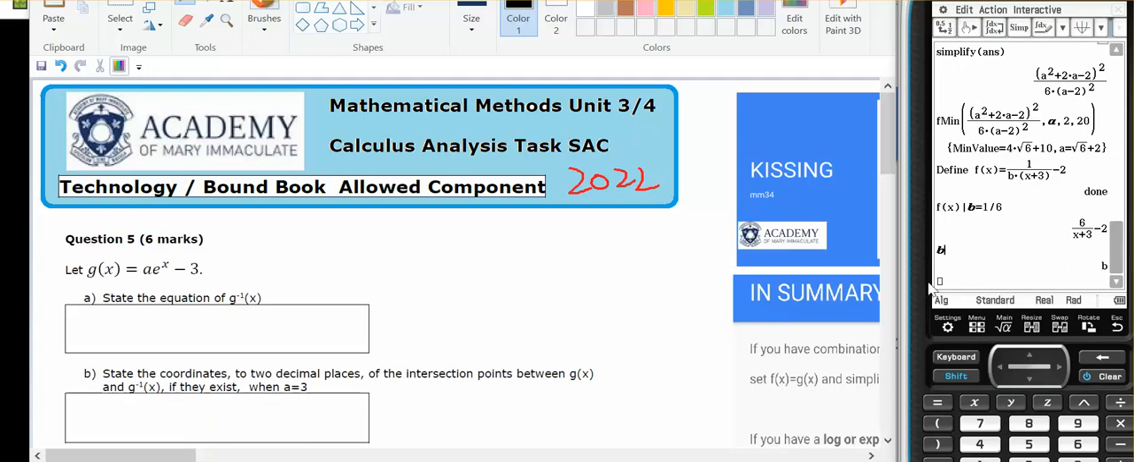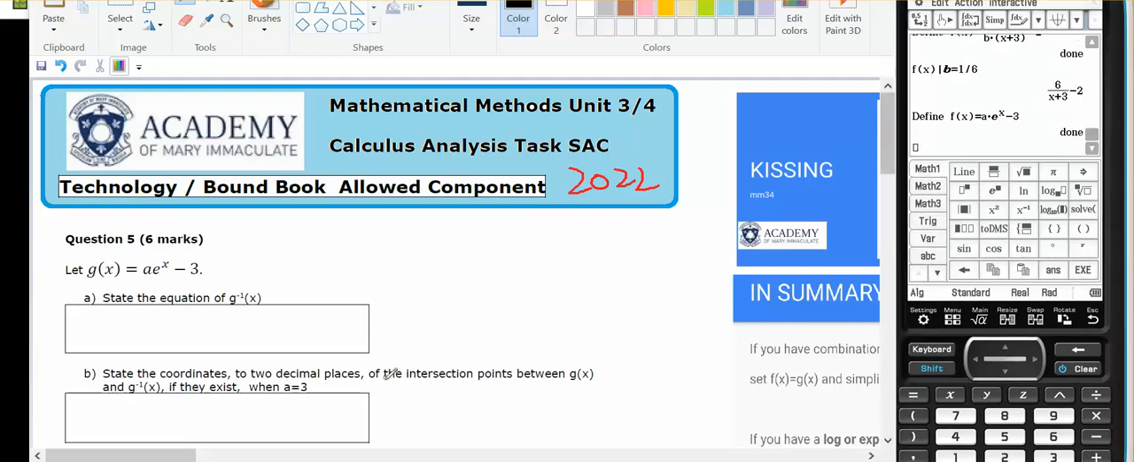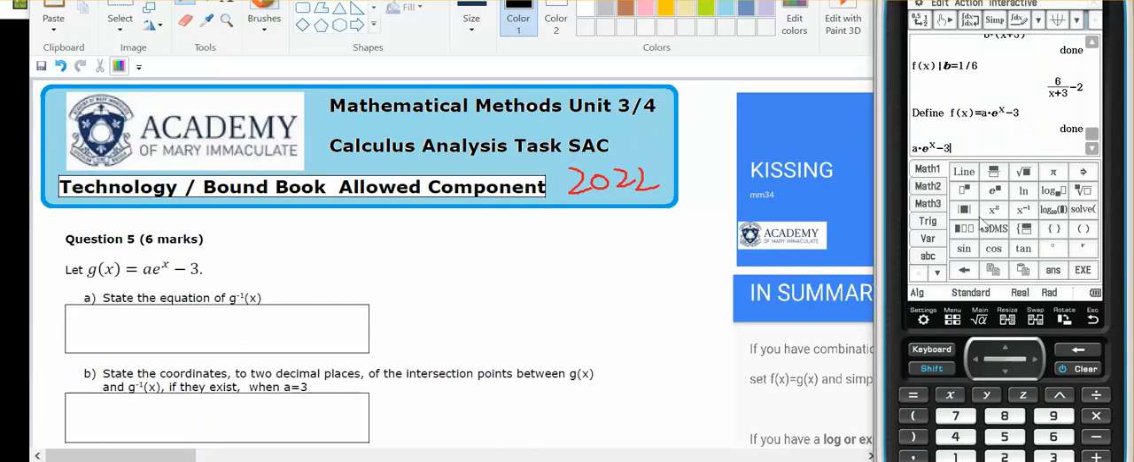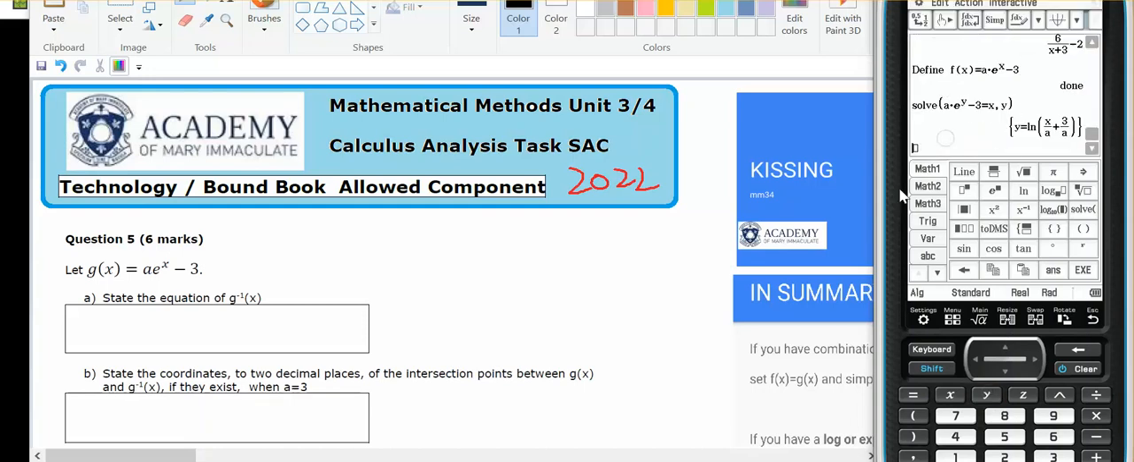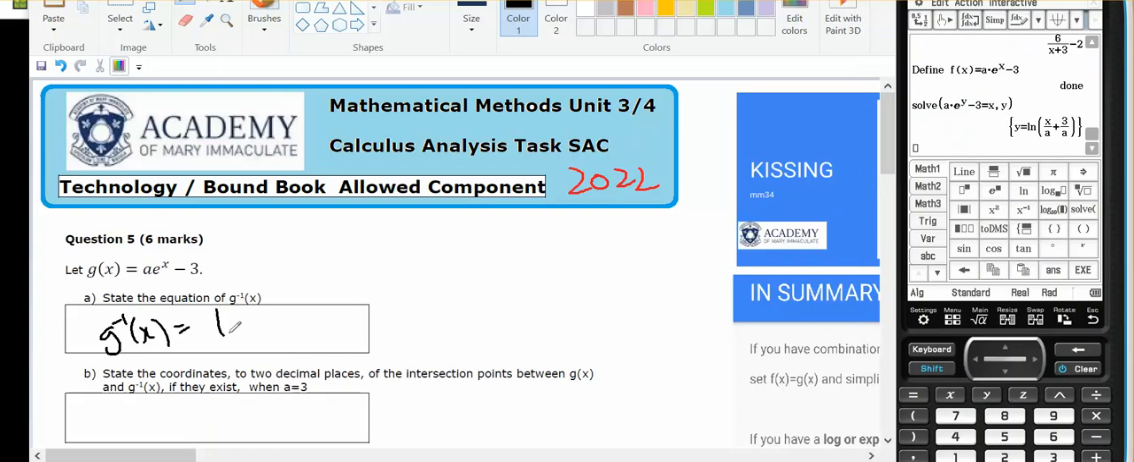Okay, so I have an expression which is variables. Okay, so state the equation of the inverse. Okay, so if I go make the x, y, and I get g inverse of x equals log base e of x plus 3 on a.